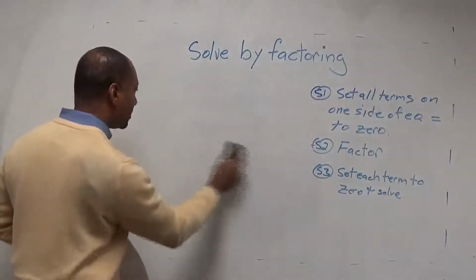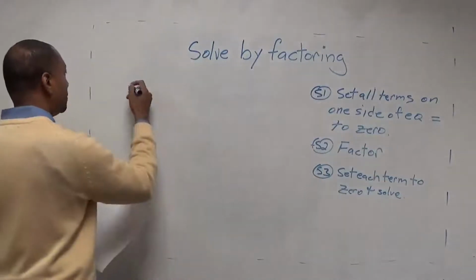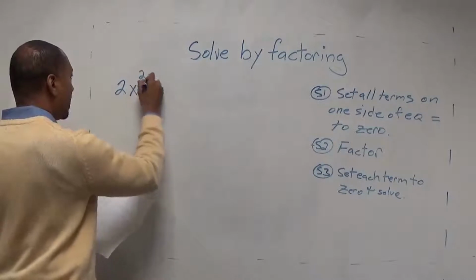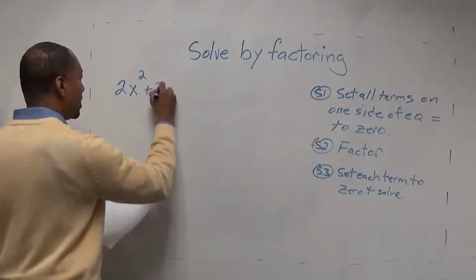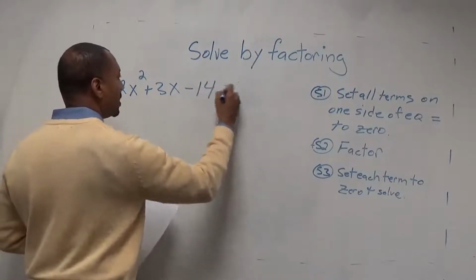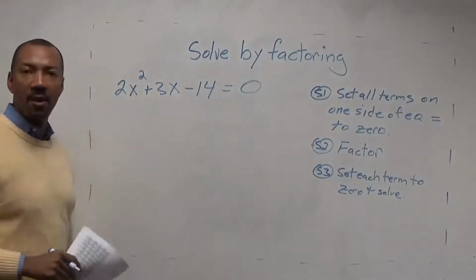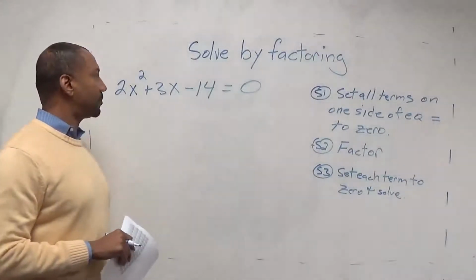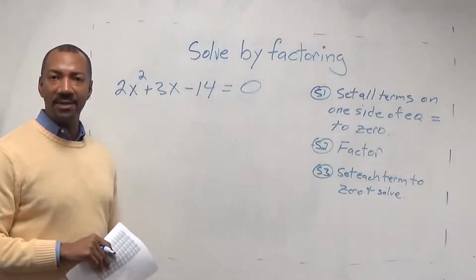Okay, let's take a look. Let's do 2x squared plus 3x minus 14 is equal to 0. Go ahead and pause the video, see how far you can get in solving that. I'll catch up to you.